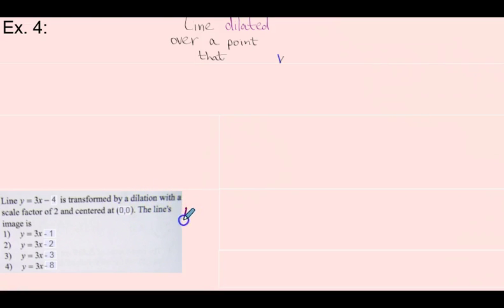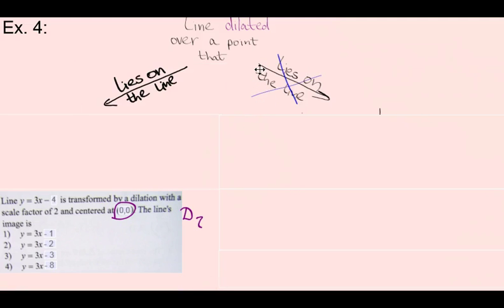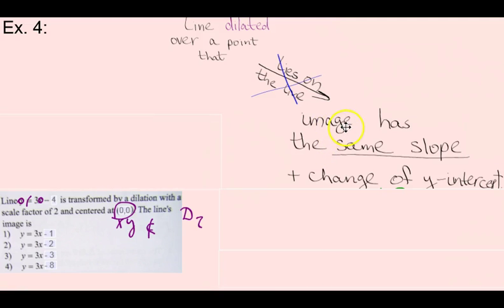Transformation of a line by dilation 2, again centered in the origin. So we know that we need to check if the origin belongs to that line. So having x equals 0, let's see if the equation turns out to be a true equation. No, because 0 does not equal -4. That means that the center of dilation does not lie on the line, which means that we're pursuing this line of thought. This indicates that we will have an image whose slope is preserved, but a new y-intercept.